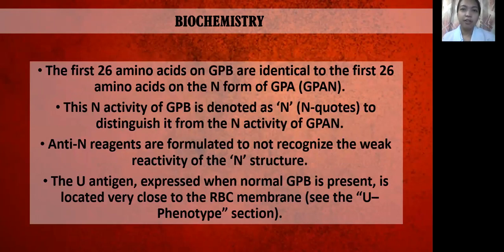The first 26 amino acids on GPB are identical to the first 26 amino acids of the N form of GPA, or GPA(N). This N activity of GPB is denoted as N', to distinguish it from the N activity of GPA(N). Anti-N reagents are formulated to not recognize the weak reactivity of the N' structure. The U antigen is expressed when normal GPB is present, and is located very close to the RBC membrane. You can see it in the U phenotype section.